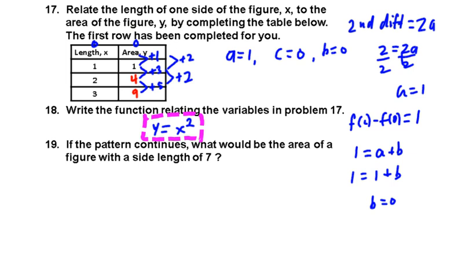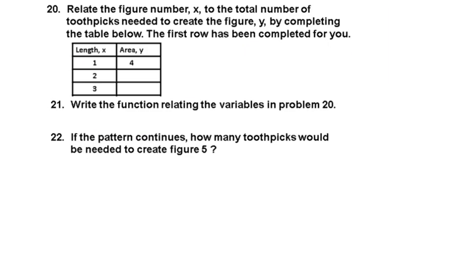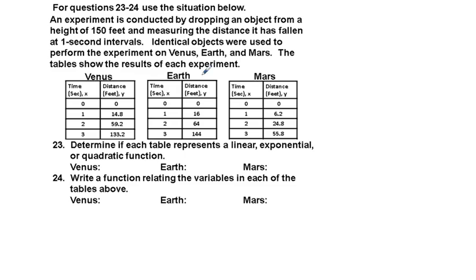I'm going to let the viewer go ahead on 17 through 22. I'm going to the last section here, which is questions 23 to 24 for the situation below. Essentially, you're experimenting by dropping an object from a height of 150 feet near the surface of different planets: Venus, Earth, and Mars. And what I'm going to do in this instance is just use Venus. So for 23 and 24, I'm just going to do Venus.